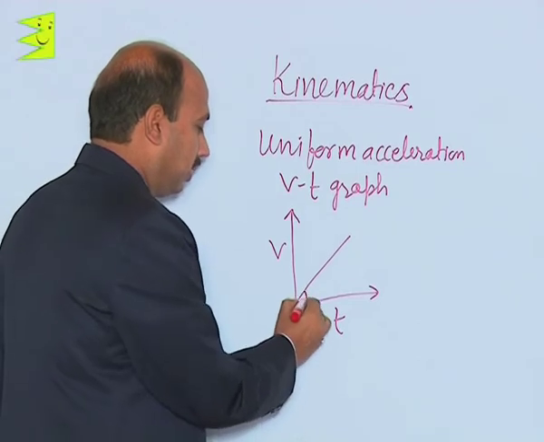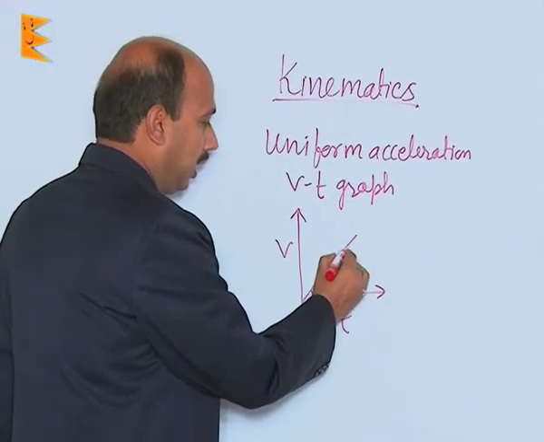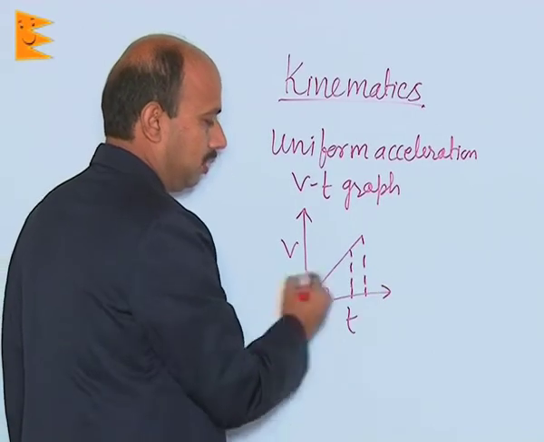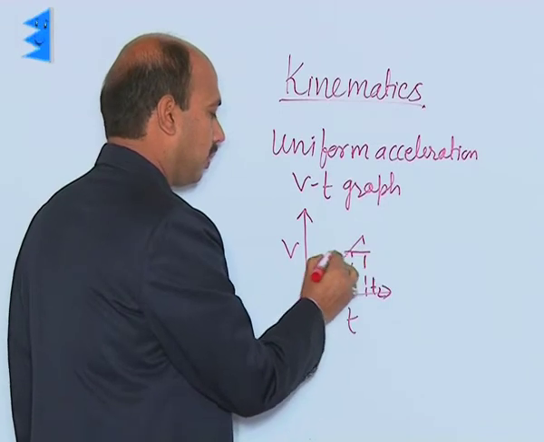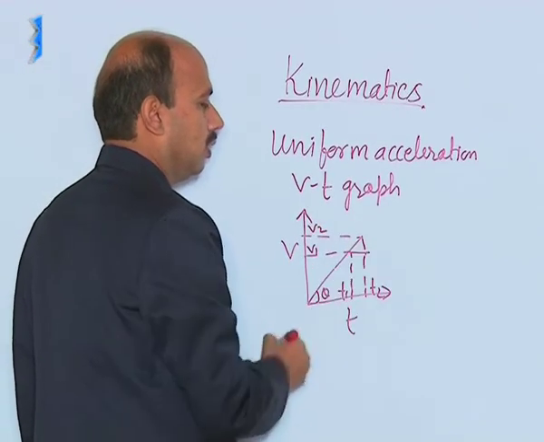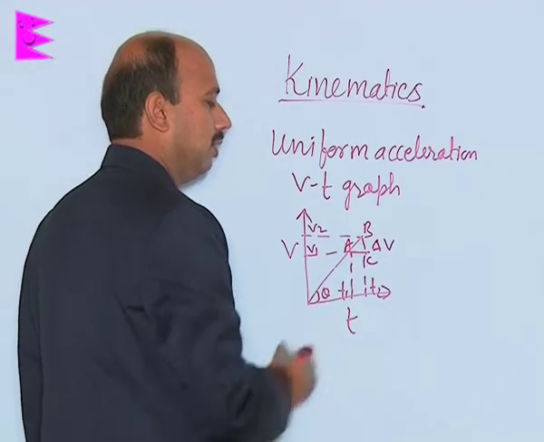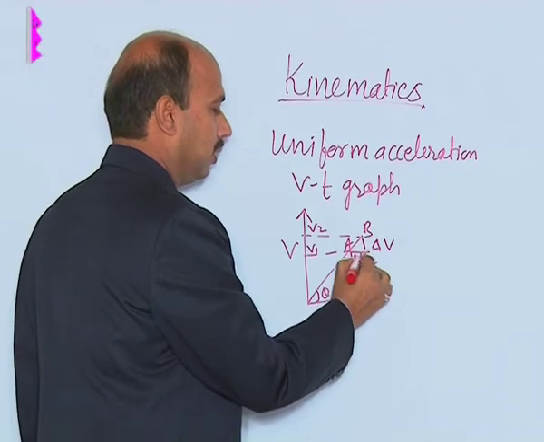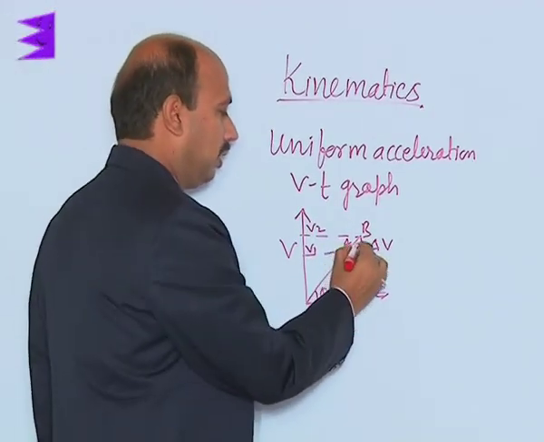So, this angle is theta we can take. Here you can take any 2 points like this. Suppose this is T1, T2, this is V1 and this is V2. And here we can take A, B, C, this is delta V and this is delta T. So, now see here, this is angle theta.